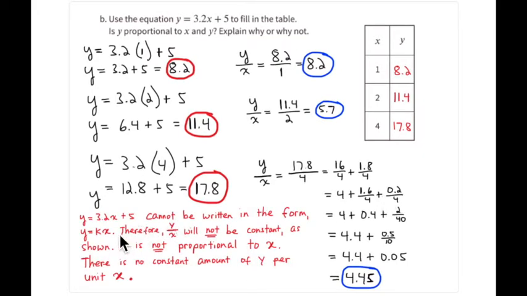So y is equal to 3 2/10 x plus 5 cannot be written in the form y equals kx. Therefore, y divided by x, or the amount of y per single unit x, will not be constant. As shown, y is not proportional to x. There is no constant amount of y per unit x. So it is not a proportional relationship, no constant proportionality, no single unit rate. So it's not proportional.